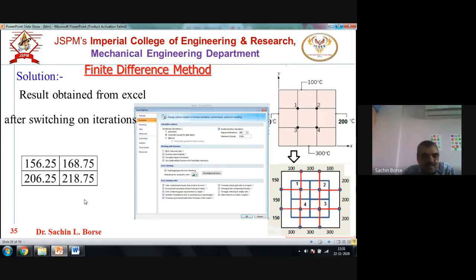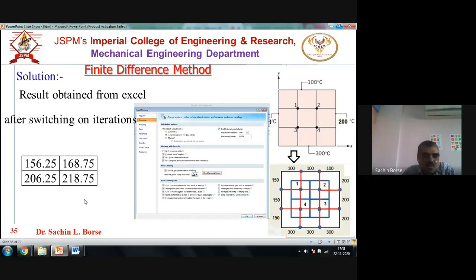We have to just check whether this temperature is right. If you see node number 1, on the left hand side it is 150 and on the right hand side 200. So your temperature should be in between these two ranges, 150 and 200, and it is 156. Now go to node number 2.